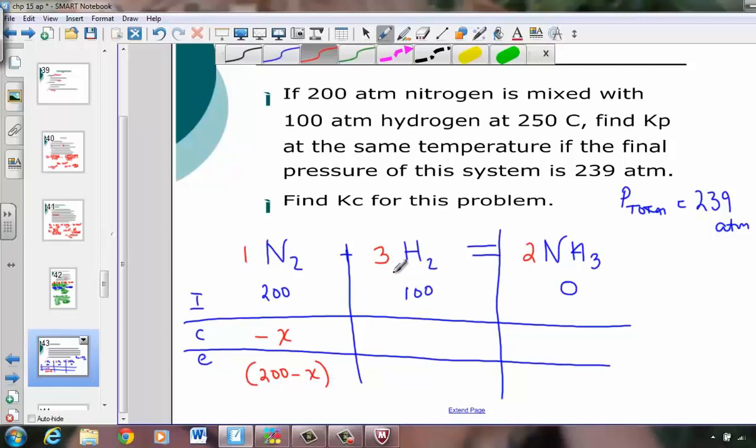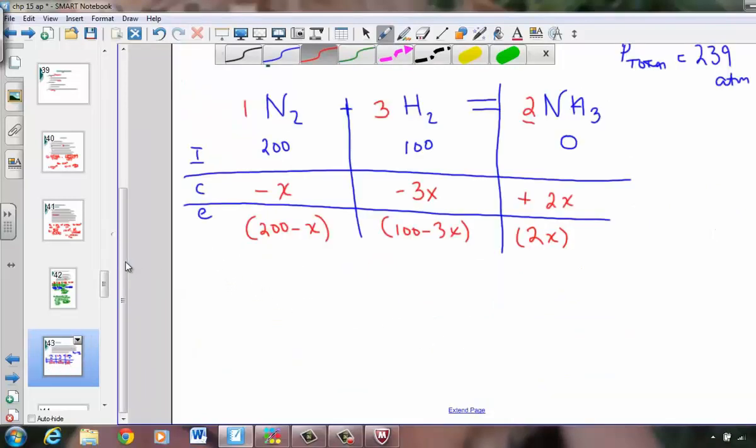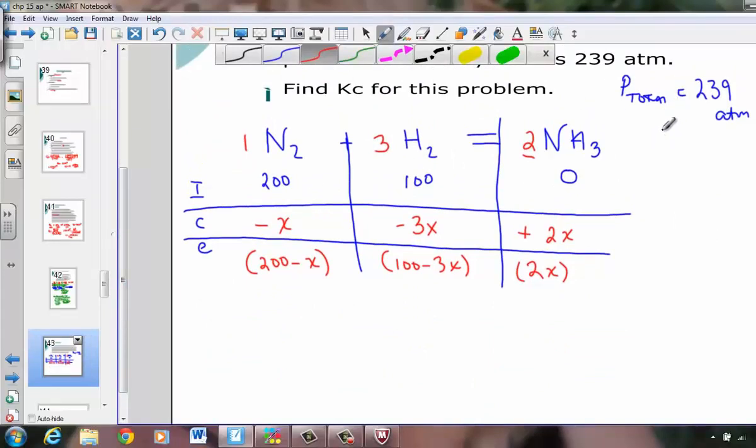Now see what will happen is hydrogen gets consumed at a rate of 3 times the value of nitrogen. So want over given, we're going to say this goes down by a value of 3x. So at equilibrium, we have 100 minus 3x, representing the partial pressure of hydrogen. Of course, products get made, so it will have a value of 2x, twice the value of what we had for nitrogen. And so at equilibrium, this has a value of 2x. Now, what's different in this problem compared to the last problem, we're given partial pressures and we're given the total. We're not given Kp or Kc.